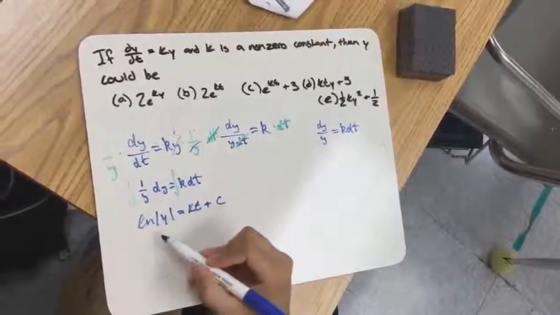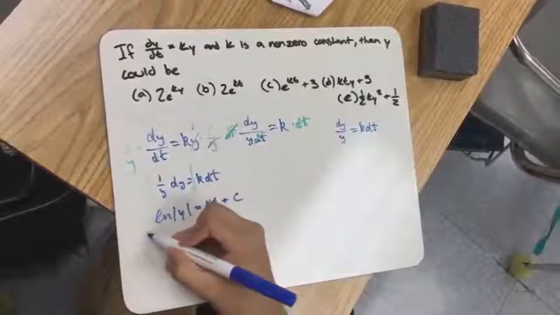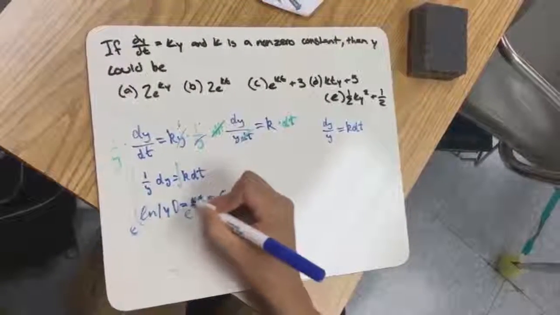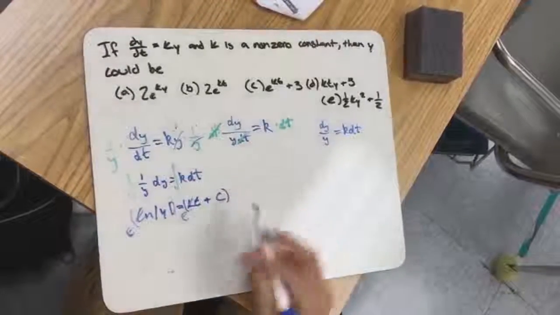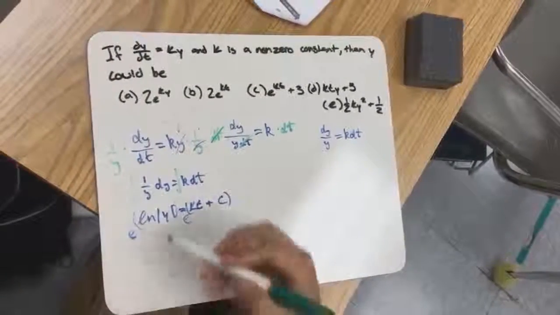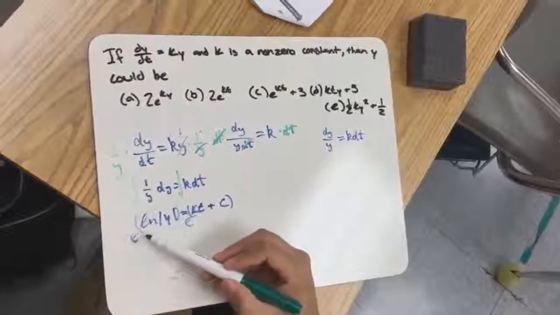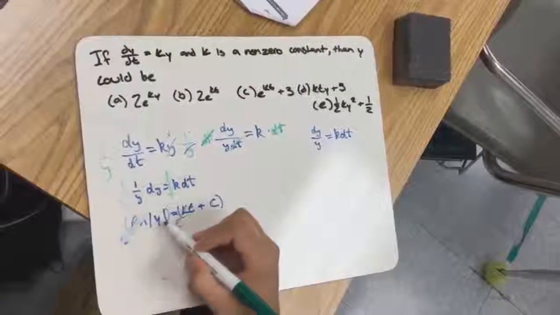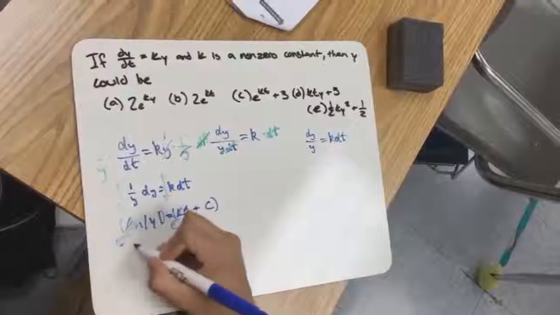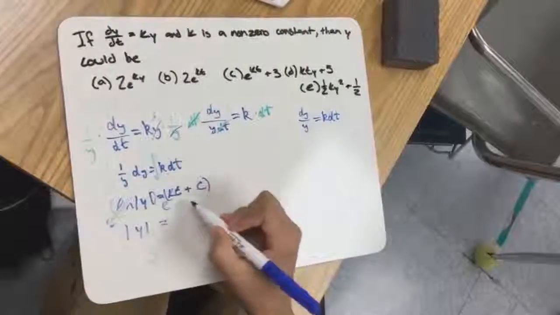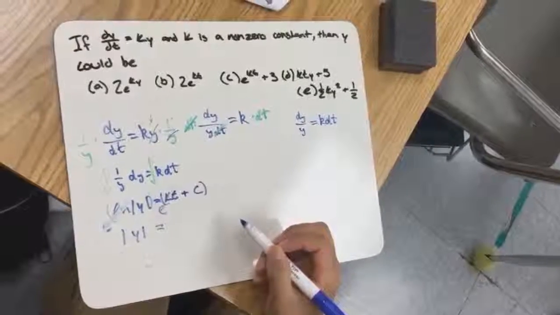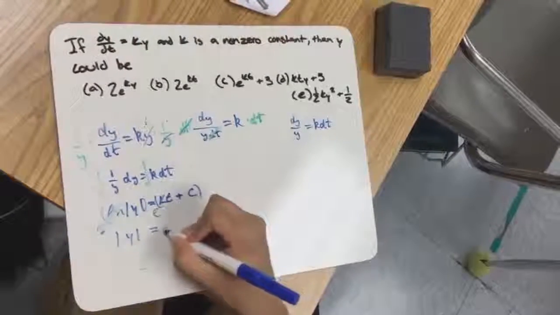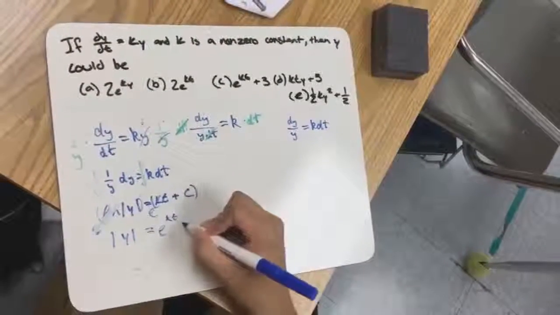Now what we want to do is exponentiate both sides. So we exponentiate the natural log of the absolute value of y, and we also exponentiate the kt plus c. And from there, we know that e exponentiated by the natural log, those two cancel out. So we are just left with the absolute value of y. And for the other side, using our exponent properties, this is the same as saying e to the kt times e to the c.